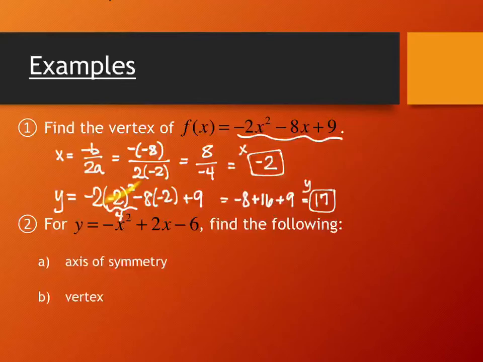And that was y. So my vertex is always an ordered pair. It's an xy point. So I need to make sure that my answer is written that way. It's the point -2, 17.